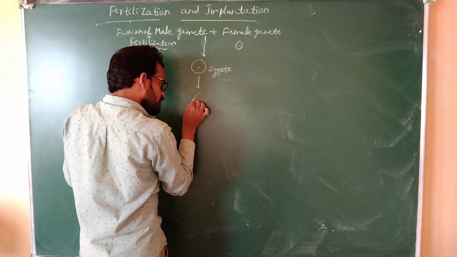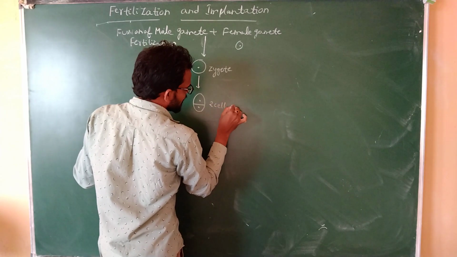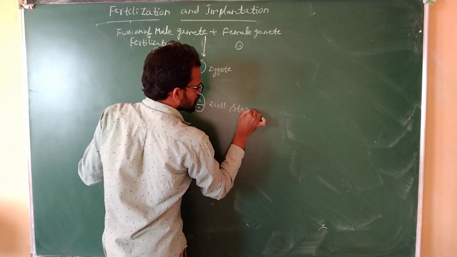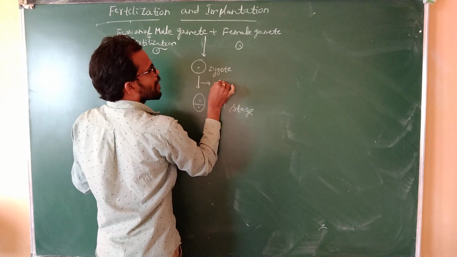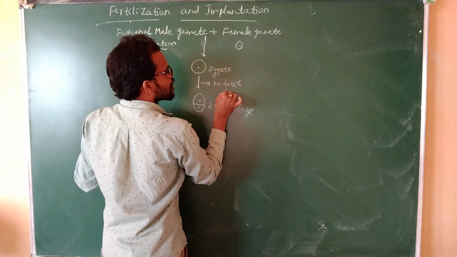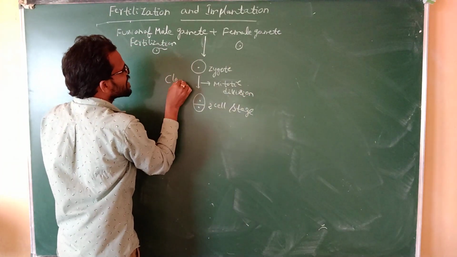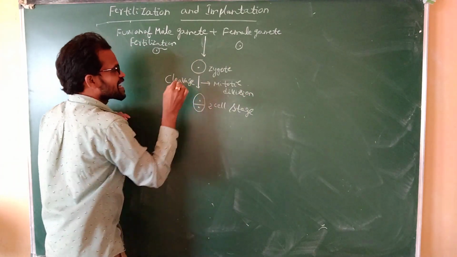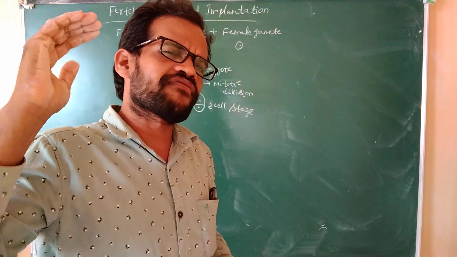After the zygote, it is modified into the two cell stage. It undergoes mitotic division, which is called cleavage. Cleavage means the division of the number of cells. Millions of cells are formed.